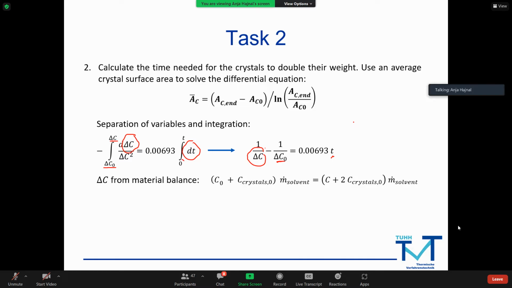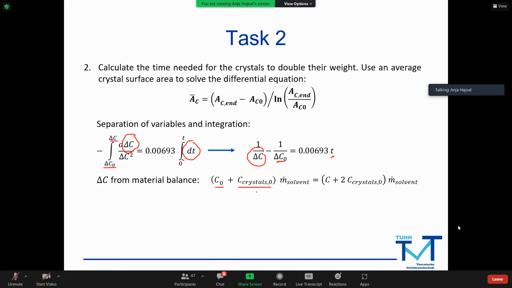So we have on the left-hand side, at the beginning of our process, the concentration of our enzyme, which is in the initial solution, plus the concentration of the crystals at time 0. Yeah, this is what I believe we have. It is given: we have 0.01 kilogram crystals per kilogram solvent that we added to start the nucleation.